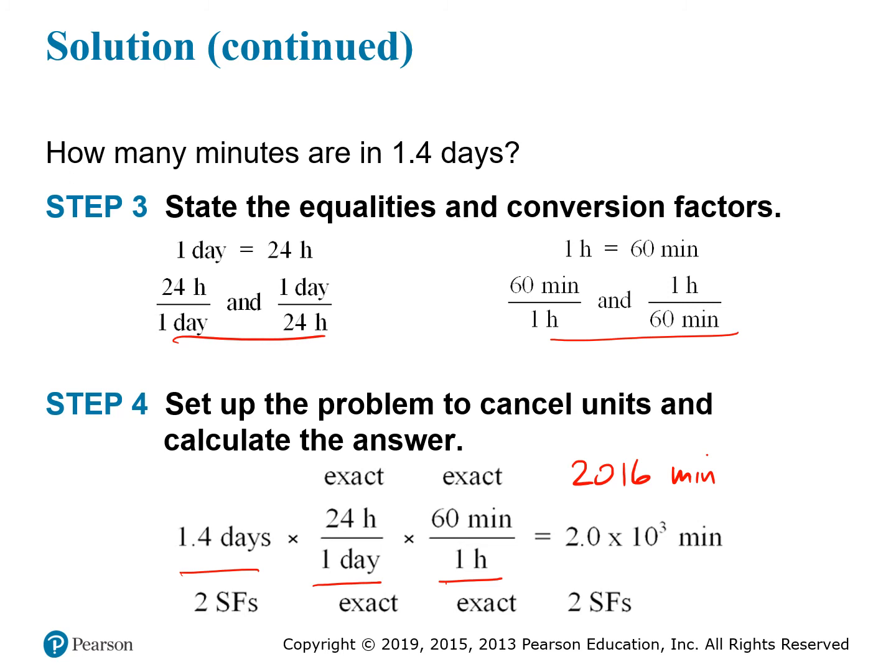But this has too much precision. There's 4 significant figures there, whereas our measured number in the expression is only 2 significant figures. Remember that these expressions are exact, so they don't change the number of significant figures. That means the answer has to also have 2 significant figures. We can do that by rounding 2016 to only 2 digits.